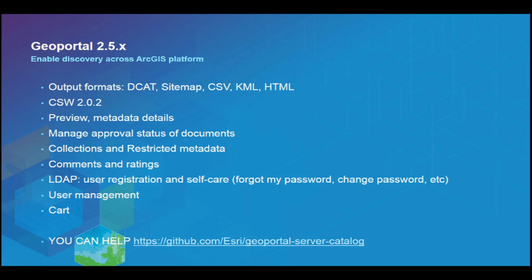Not just the JSON view, but a nicely styled HTML view of the XML that was published, etc. Approval status. At this point we don't have that in Geoportal 2, but in Geoportal 1 you could have a workflow around metadata, right? Something was posted, something got reviewed, something got approved.